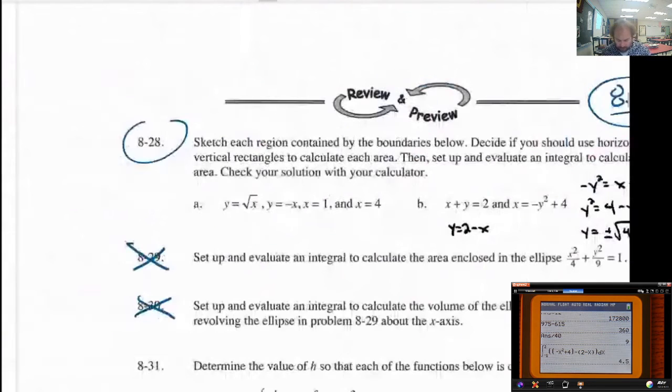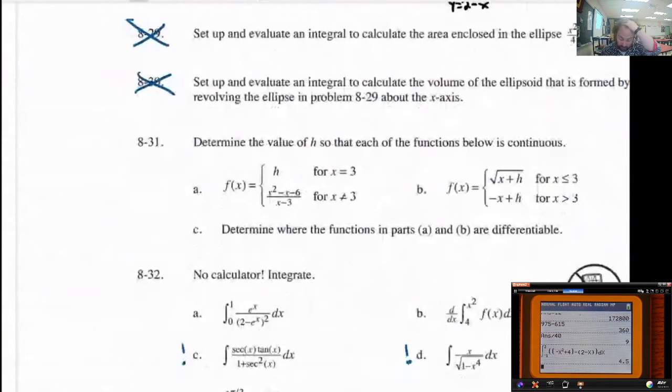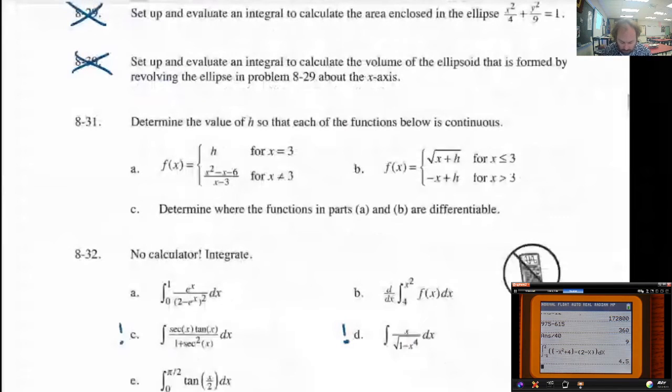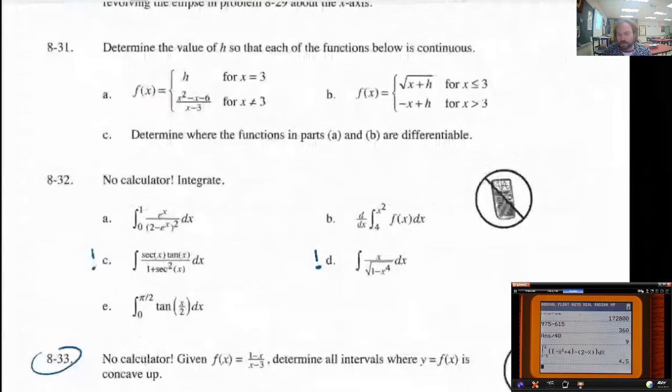We're not going to do 29 or 30, because ellipses are not a part of a thing we need to worry about. 31. Determine the value of h so that each of the functions below is continuous. This is a thing we haven't talked about in a while. It's one of the easier things you got to do on the AP test. All we're really going to do is fill in the gap.